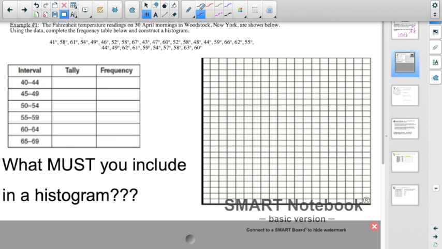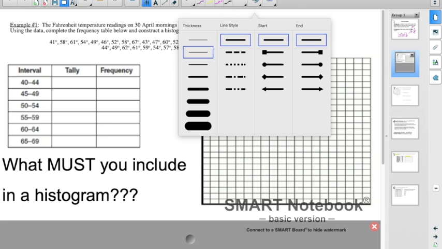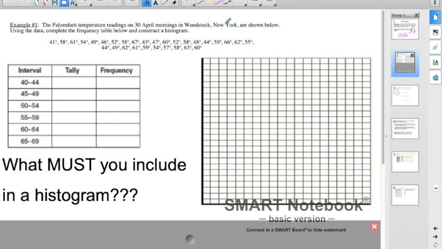Okay, now that you've done that, let's actually take a look at how we would do this. The first thing we gotta understand in making a histogram is that it usually will give us a table here, okay? So it gives us these intervals from 40 to 44, 45 to 49, 50 to 54, and so on. So we're going to look at our set of data that they gave us, and we're just going to put down how many times that occurs in this interval, right? So I'm just going to go in order. So 41, well, that's going to occur in the 40 to 44 range.